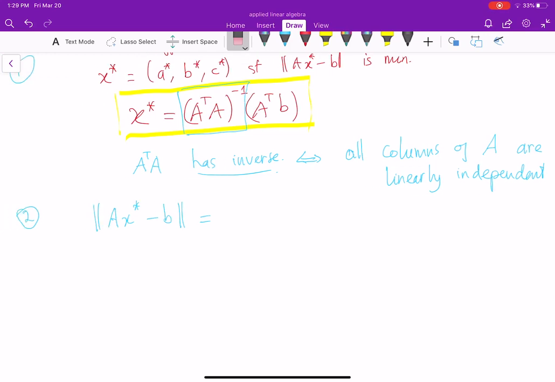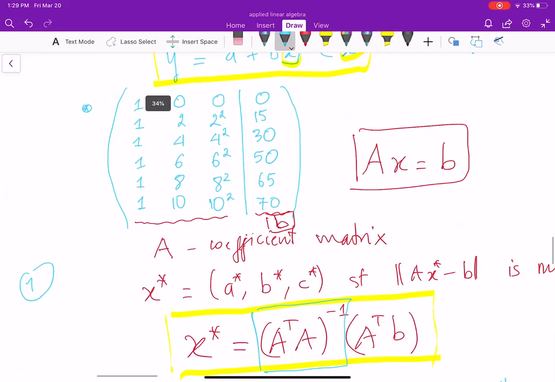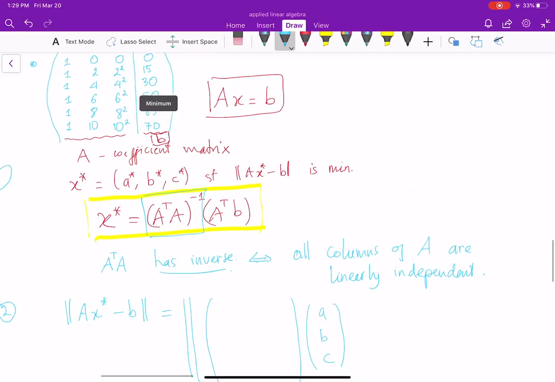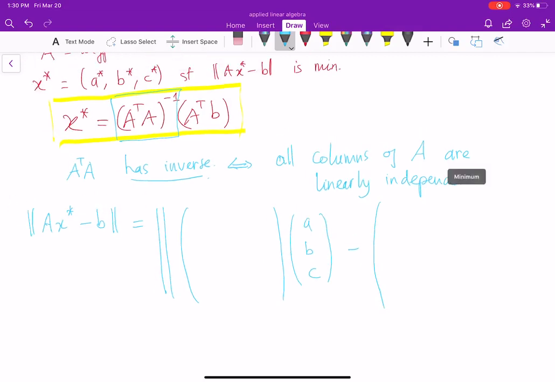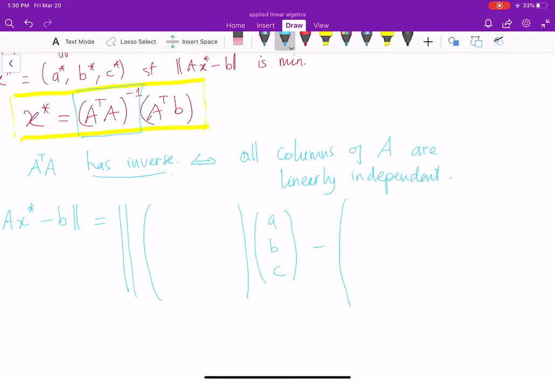For the calculus approach, we have to write Ax* and then subtract b, and we need to find the norm of that vector. So I would write the following form: I have the norm of A, multiplied with the (a, b, c) here, because this system has three variables a, b, and c. Then we subtract b, let's say b is the x coordinate here, and then we find the norm.